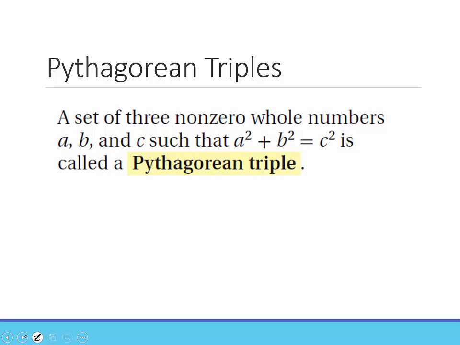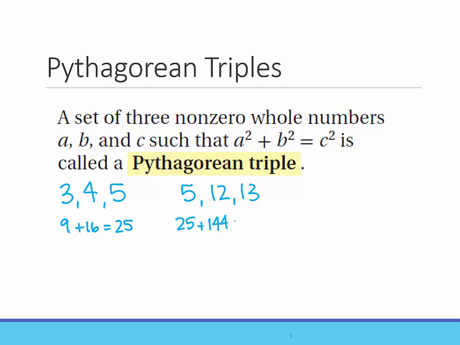So a set of 3 non-zero whole numbers that satisfy a squared plus b squared equals c squared is a Pythagorean triple. Now the one that we did at the very beginning, 3, 4, and 5, that's a Pythagorean triple because 9 plus 16 will always give you 25. Another common one that you should commit to memory is 5, 12, and 13. And that's because 25 plus 144 will give you 169.